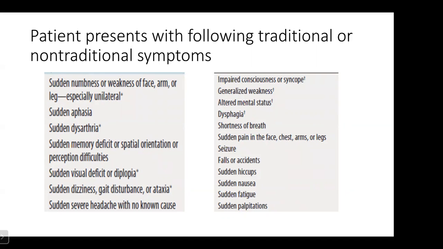So what are those traditional symptoms which are generally present in a stroke patient? One is sudden numbness or weakness of the face, arm, or leg, and in most cases, unilateral. But in some cases, it may be bilateral. The patient may present with sudden aphasia. The patient may present with sudden dysarthria. Dysarthria, in this case, the patient cannot coordinate the words properly.